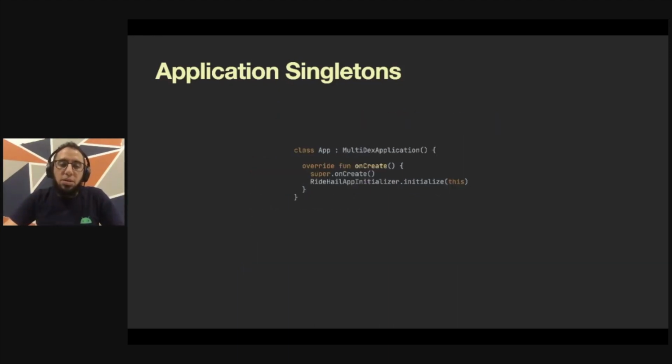Okay, so now that we've done that, we can create an application subclass for the SuperApp, and in the onCreate, we say ride-hailing app initialize this. And so now we've called ride-hailing's initializer logic. And then we do the same thing for food, and we add its initializer logic here. And then that doesn't look very nice. I don't really like that. But it's a start, right?